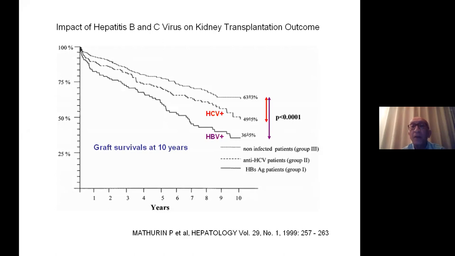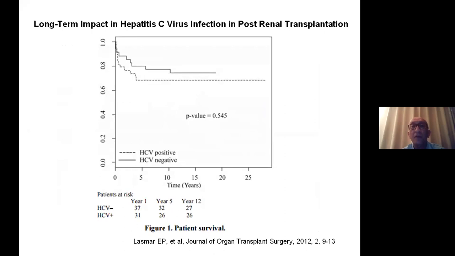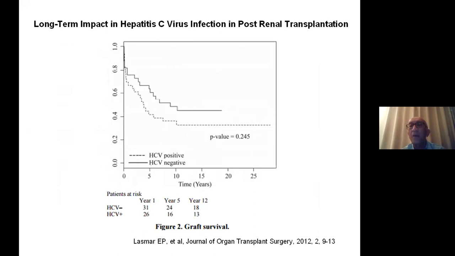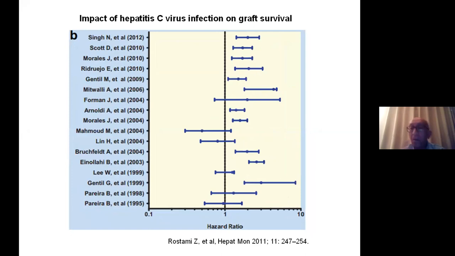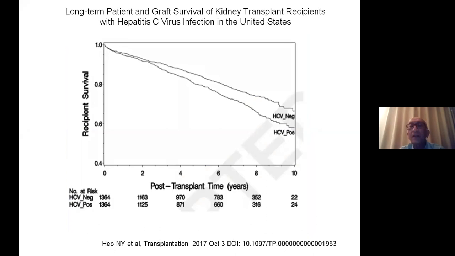More recent studies show that the effect is not that significant. The presence of hepatitis C was really having a bit lesser patient survival and a lesser graft survival, but they were not significant. In many of the studies, the effect was significant, and fewer studies showed that the presence of hepatitis C had no effect on the patient or graft survivals. Other recent data showed that the presence of hepatitis C positivity was significant only in special ethnic groups, and this was also apparent in the graft survival.